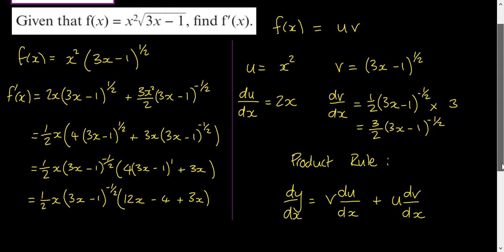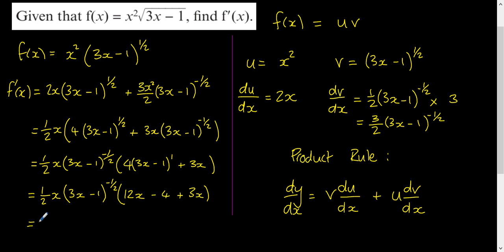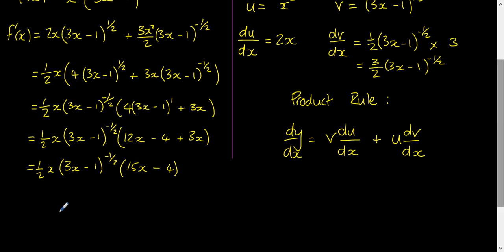And then we collect the like terms inside the bracket here, 12x plus 3x. And then, we could go even further, and we could say that this is going to be x times (15x minus 4) over 2 root (3x minus 1).